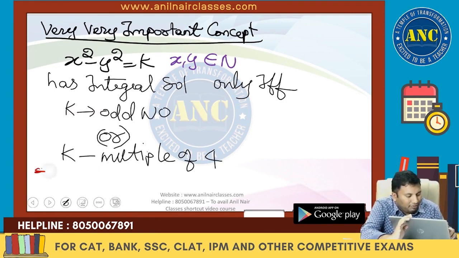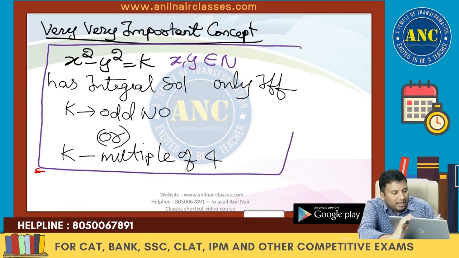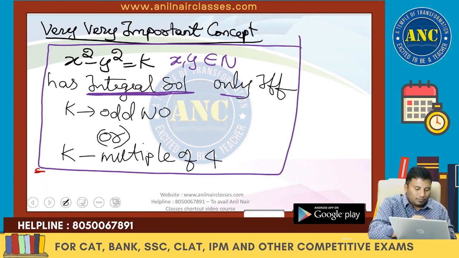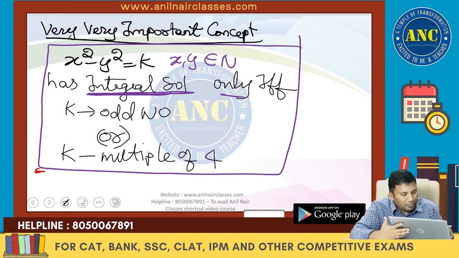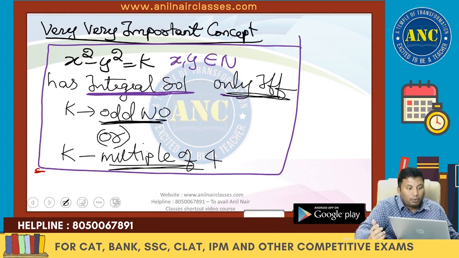Please write down this important concept. x square minus y square equivalent to k. This equation has integral solutions only if k is an odd number or k is a multiple of 4. Side heading, write down proof.